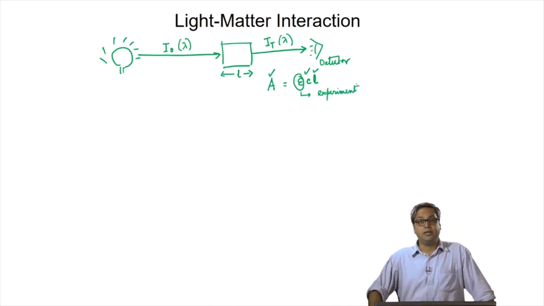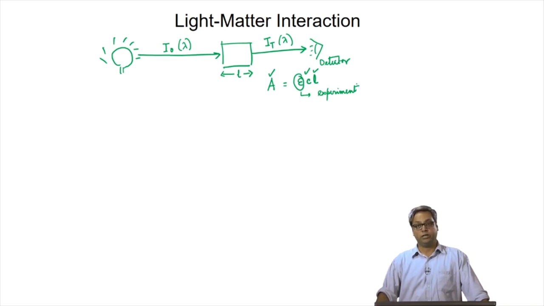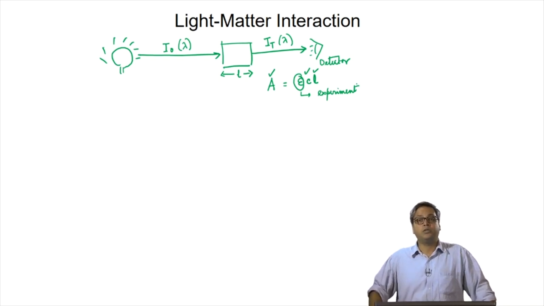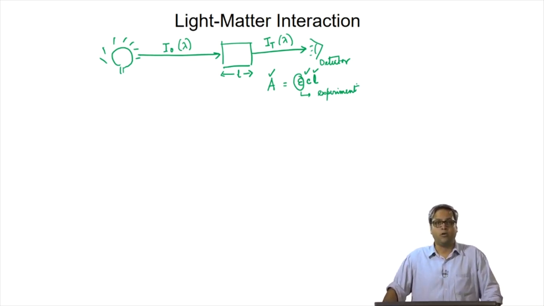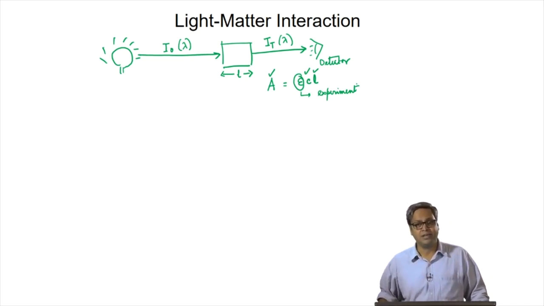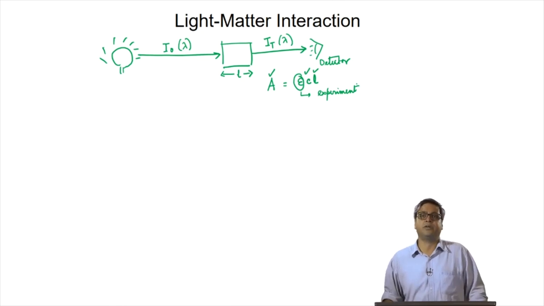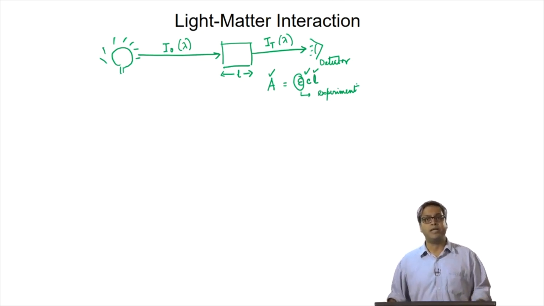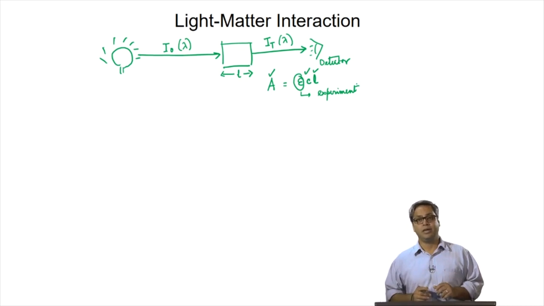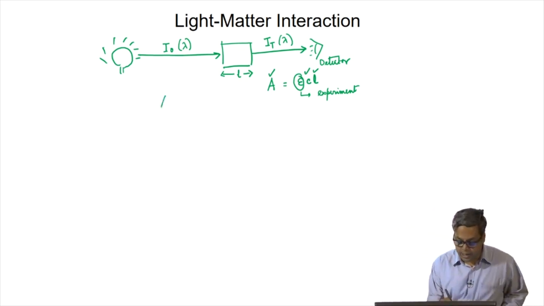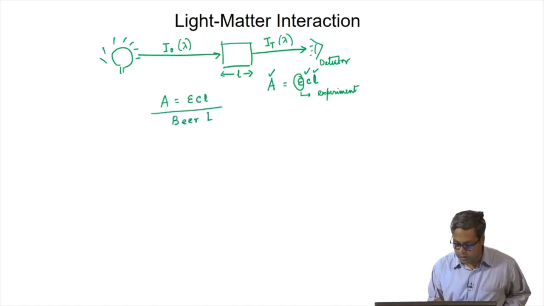As epsilon is directly proportional to B, epsilon is related to the transition probability that comes from theory. If we have the knowledge of the wave function, we can calculate B. So, this equation is a fundamental equation in spectroscopy, where we can compare experiment and theory. This equation A equals epsilon C L is known as the Beer-Lambert law.